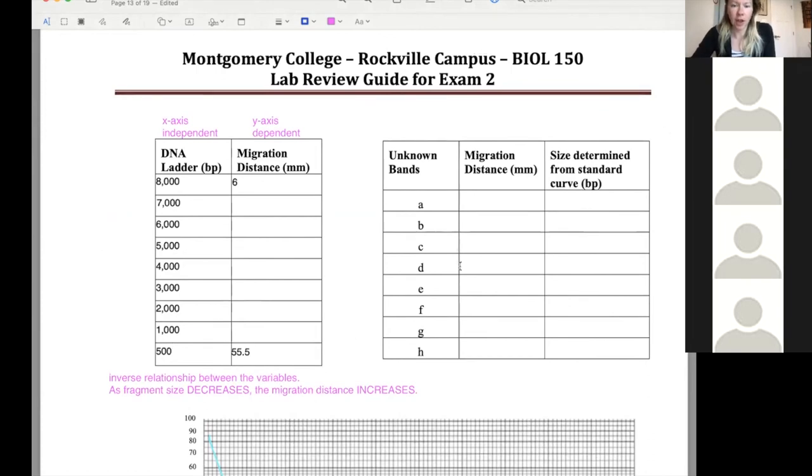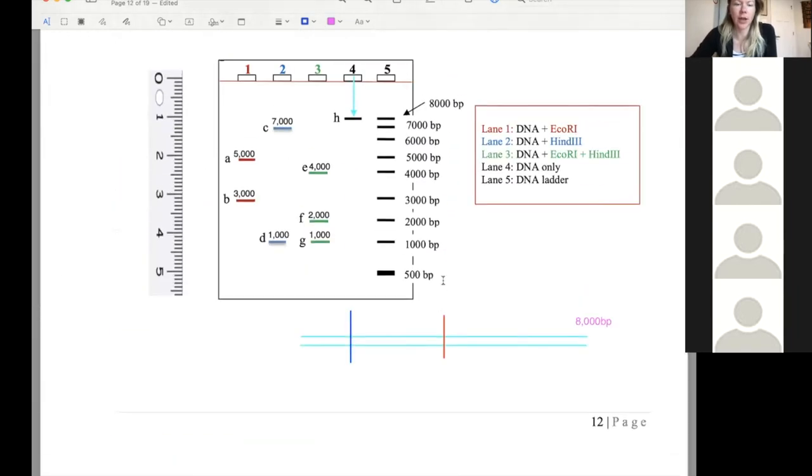So for this other table on the next page, it does want you to measure the distance in millimeters of all of your unknown bands. We estimated the sizes of these bands based on where they are in relation to our ladder bands, and that's one way to estimate the size. Another way is, if this is your zero point from your ruler, measuring just how far physically in millimeters each band traveled.